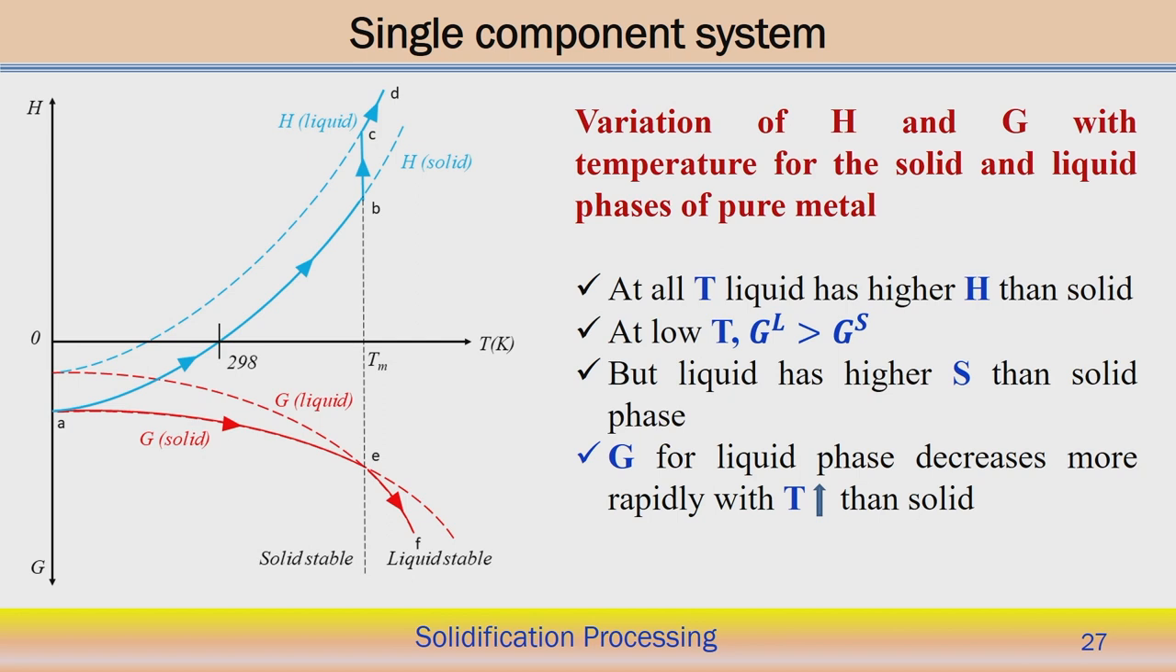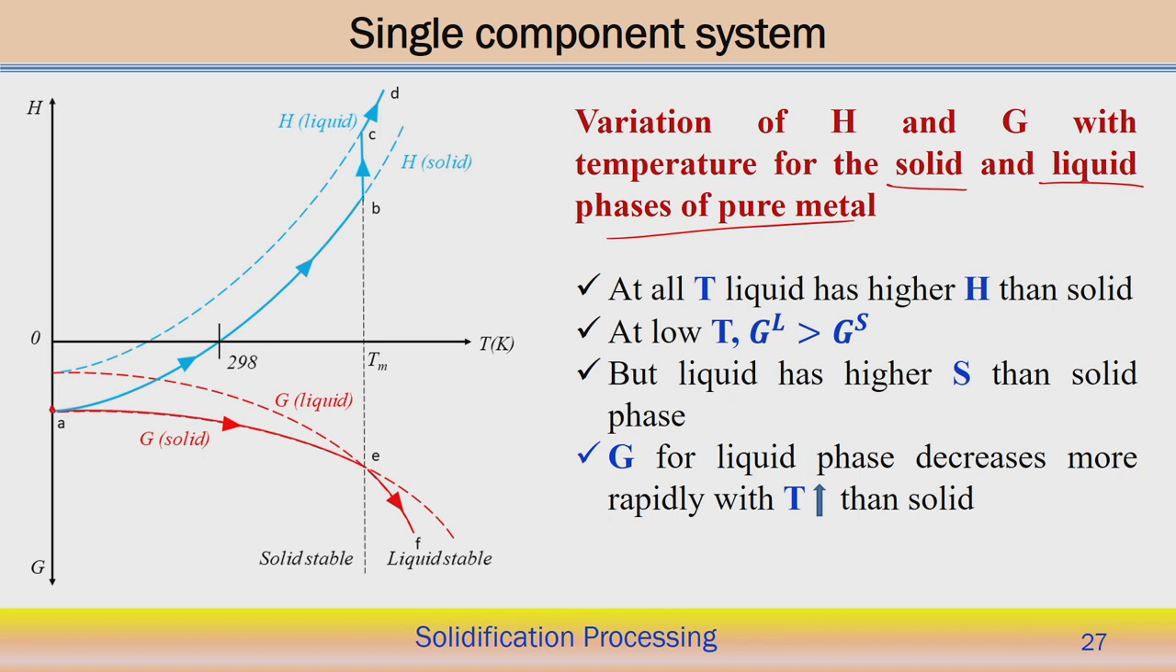Now, going further ahead of the single component system, for the different phases of a single component system, we have tried to explain the variation of H and G, a similar kind of curve, but for different phases. For example, the variation of the solid and liquid phases of a metal, and the typical nature of the G and H curves. In the enthalpy curve, the dotted solid line indicates the curve for the solid phase. It is gradually increasing with respect to temperature, and the G curve is gradually decreasing with respect to temperature for the solid phase.